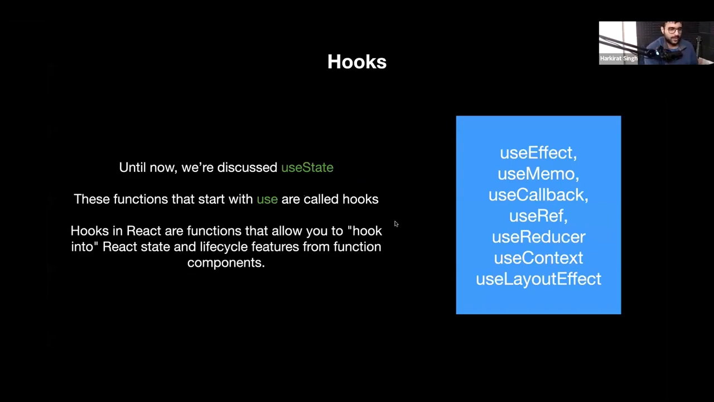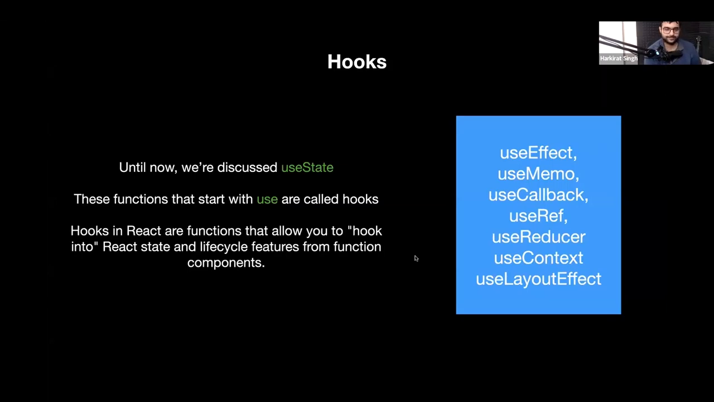Let's break it down. Oh, I see the lag locally as well. The first thing it says is that hooks in React are functions that allow you to hook into the React state. This is something we have seen until now. Anytime we have defined a state, we have defined it using useState. So for sure, useState is one hook that lets you define state variables and update them. What else does it let you do? And lifecycle features from functional components. What are lifecycle features is a great question. These hooks let you do two things. State we understand. They let you hook into the lifecycle features.